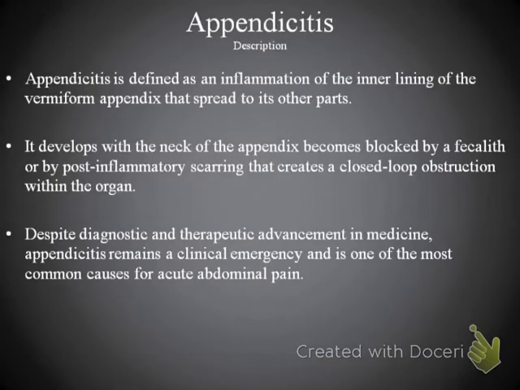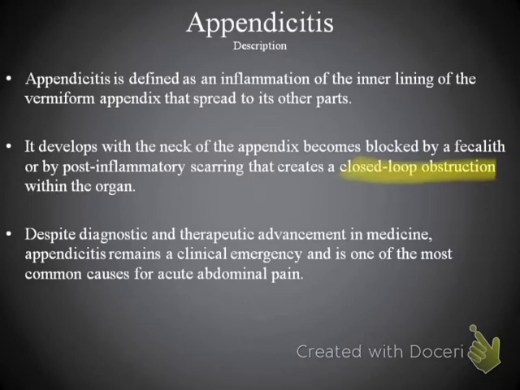So that brings us to one of the most commonly viewed or sought after reasons for doing CT ever, and that is appendicitis. Appendicitis is defined as an inflammation of the inner lining of the vermiform appendix, or we'll abbreviate that to just appendix, that spreads to the other parts. It develops when the neck of the appendix becomes blocked by a fecalith or post-inflammatory scarring that creates a closed loop obstruction within the organ.